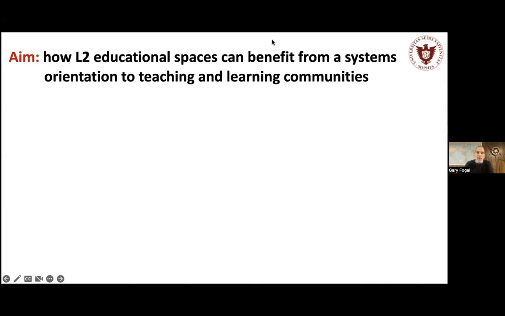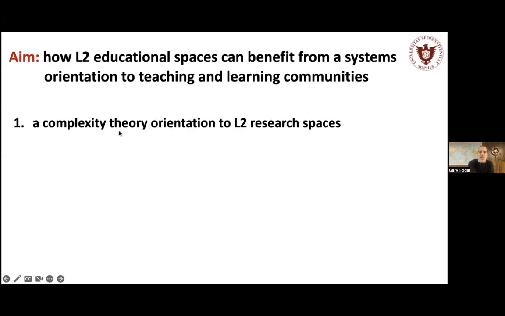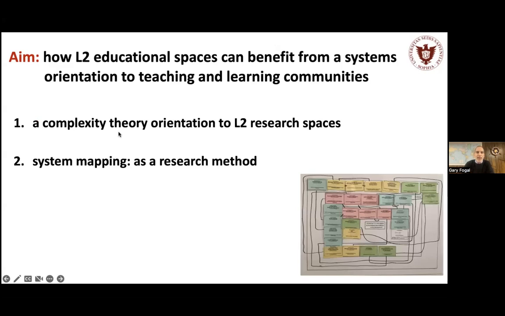And to get at this aim, my presentation will be divided into three sections. First, I want to say a few things about complex dynamic systems theory, or CDST. I'll briefly unpack some of the terminology here, link that to what is meant by a systems orientation or a complexity theory orientation to L2 research. From there, I want to look at system mapping from the perspective of methodology. You can see a sample system map on the right. We'll have a closer look at this later. I'll discuss how it can be used and what some of its potential contributions might be.